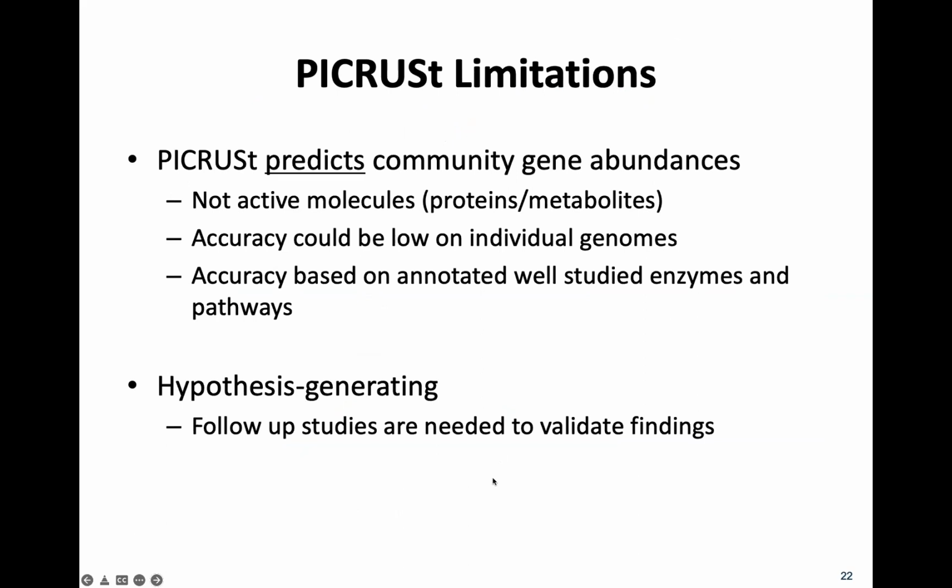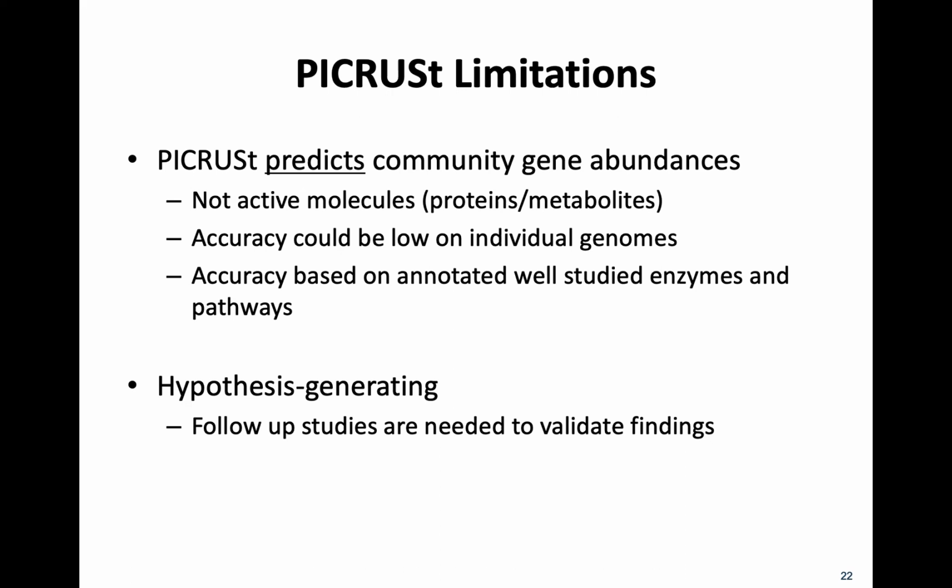Now, PyCrust has been used heavily, and I usually go on a bit about this more, but obviously it has its limitations, and I'll mention that right up front. It's not good in all cases, and it really does just predict community gene abundances. I'm not naive to that. And so because of that, there are lots of caveats. Obviously, with all these things, not just this, but metagenomics, we're not talking about active molecules, right? We're not talking about proteins and metabolites. We're talking about genes. And accuracy could be very low on individual genomes. So PyCrust does fairly well because it gets accuracy across a community of organisms, which helps its accuracy overall, but it could do really poorly on individual genomes.